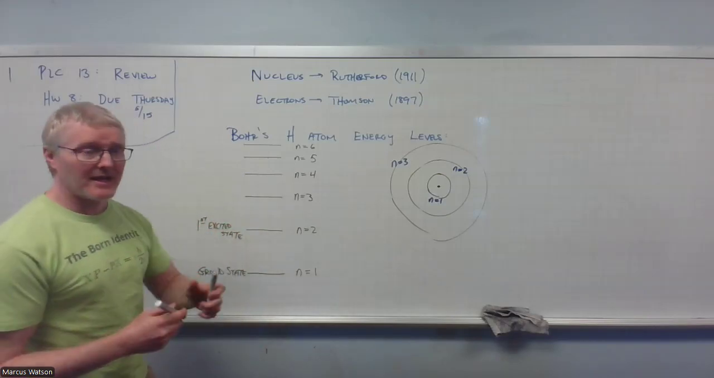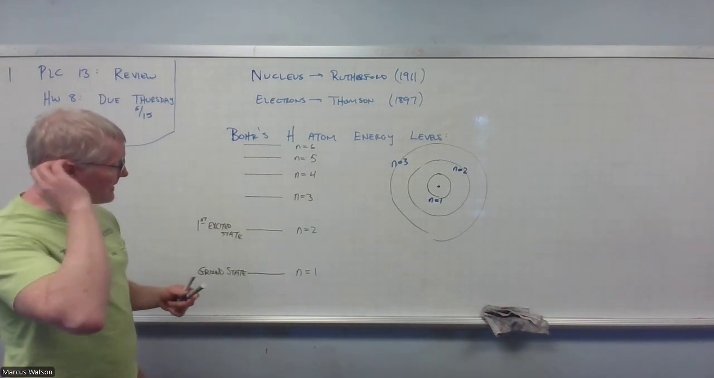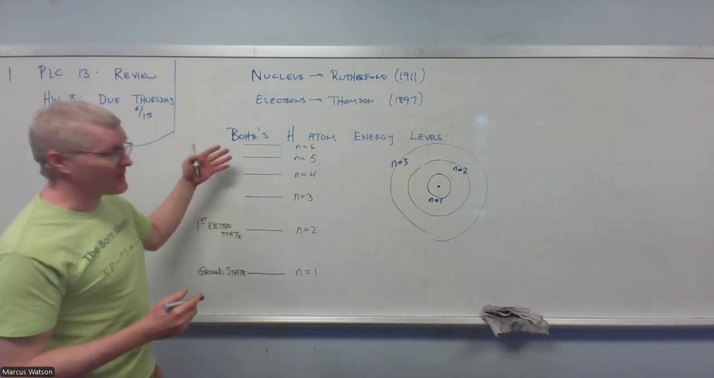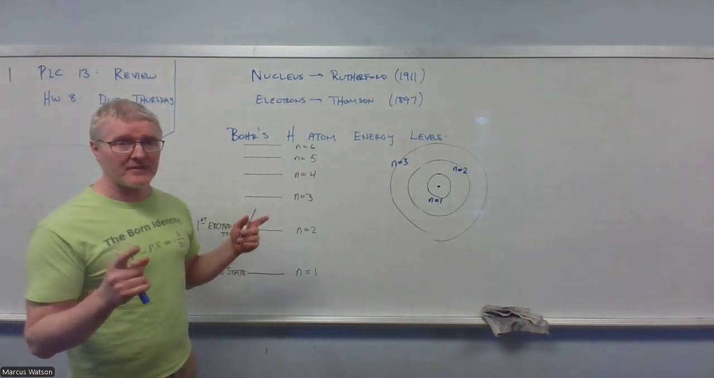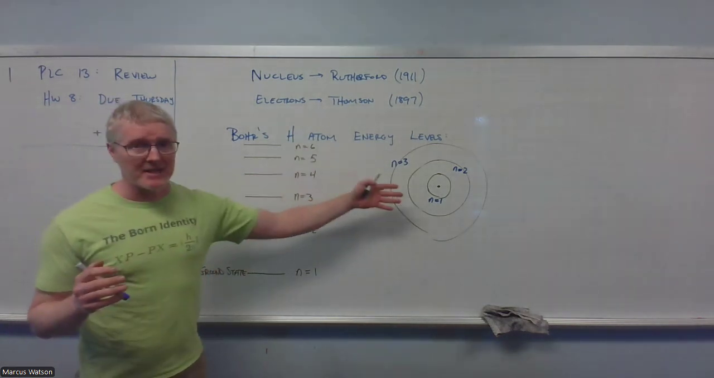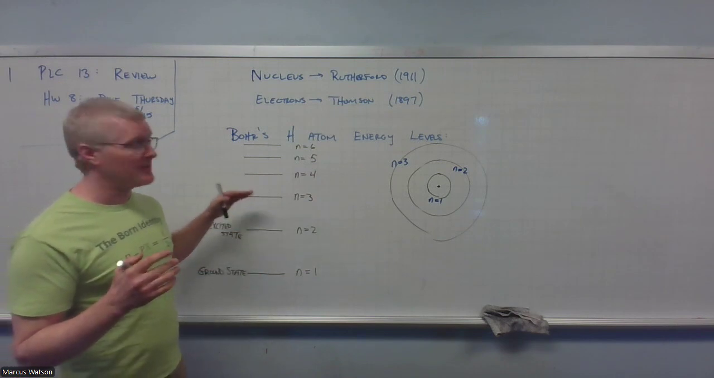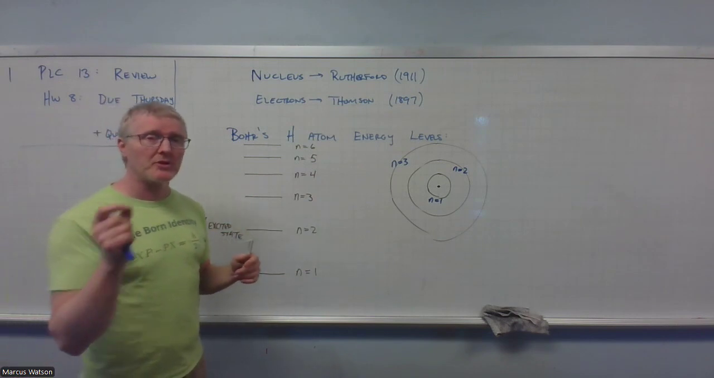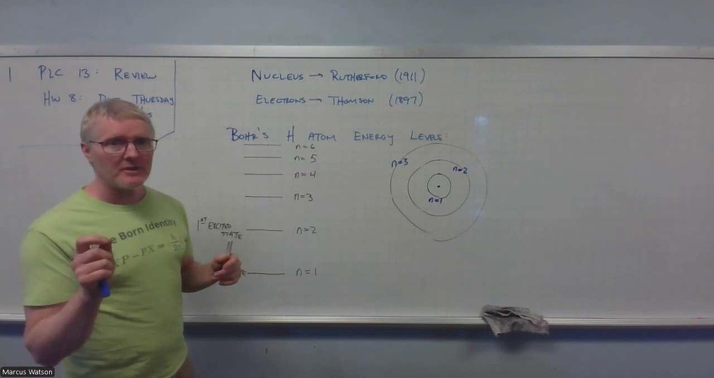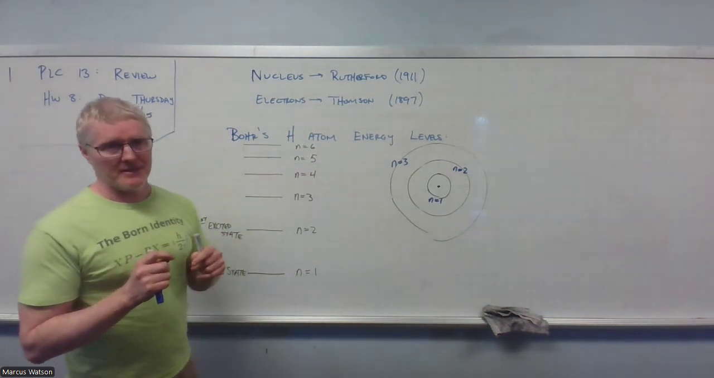So Bohr's thinking was, look, I'm going to say a couple of things. Number one, the electron has particular places it can go, and that corresponds to particular energy levels. Number two, whenever an electron goes between these levels, a photon is emitted.